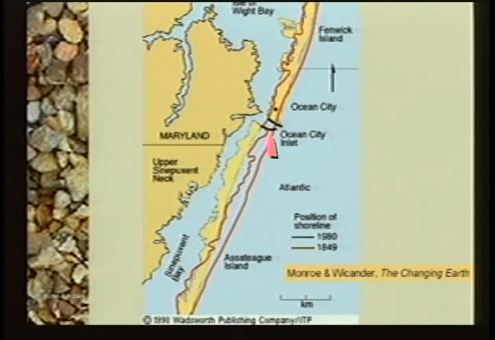Here we see an overhead map, and this entire structure would be a barrier island. Notice that barrier islands do migrate. Here we have the outline of the island back in 1849 when it was surveyed, and now we see the position of the island outlined here in yellow. So this island has actually migrated toward the continent.